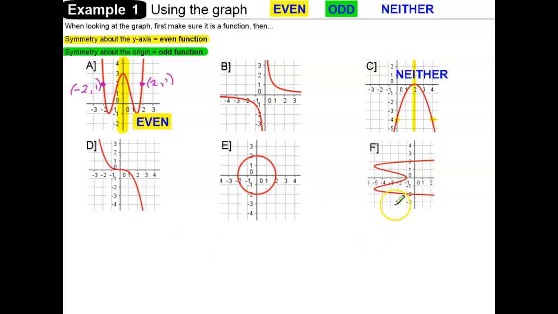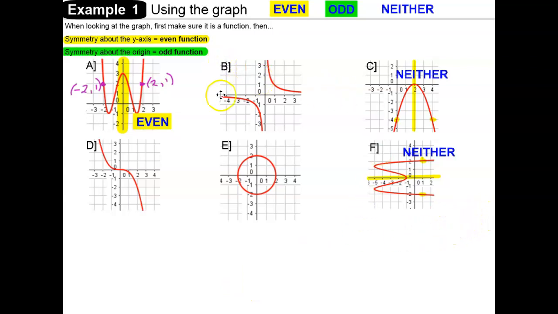Okay, then in example F, I can see that this graph has a fold symmetry over the x-axis. So any point that I would pick, for example, this is the point 1, 2. If I keep my x the same but change the y to the opposite, I get 1, negative 2. That's the x-axis symmetry, but that isn't what we need for an even function. Even functions have symmetry about the y-axis, and so F would also be neither even nor odd.